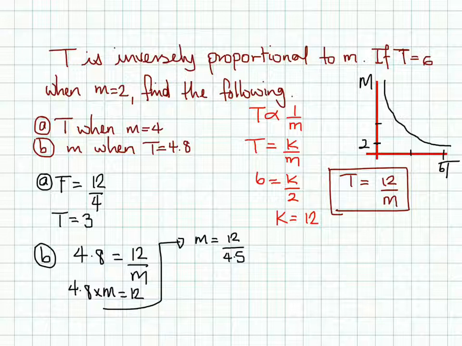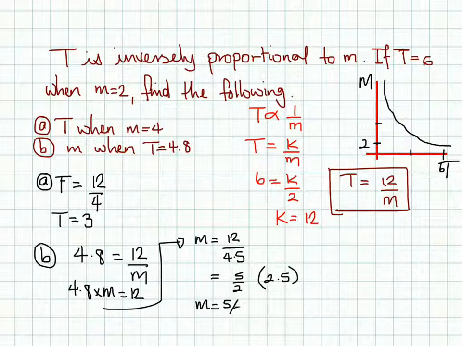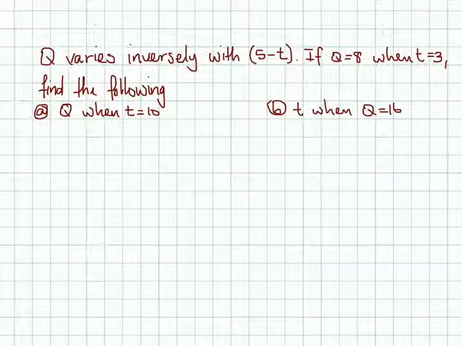Quick whack of that in your calculator if you so desire, but your answer is going to be 5 over 2, or 2.5 if you want it as a decimal. So m is equal to 5 over 2. Alright, and that's basically it. Pretty straightforward, so long as you remember inversely proportional means you need to flip.